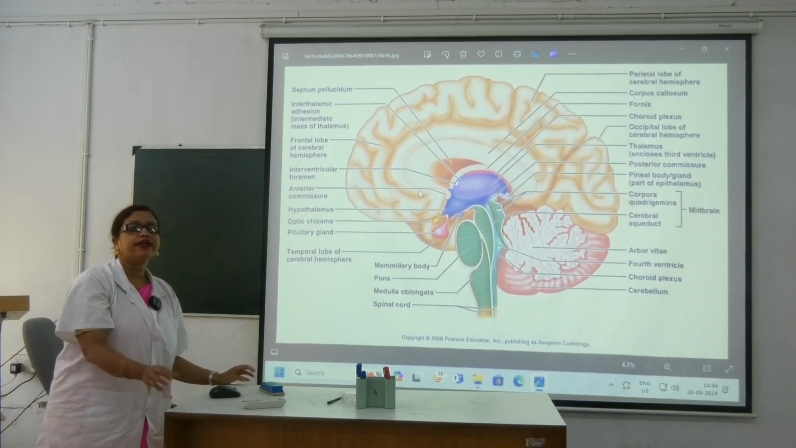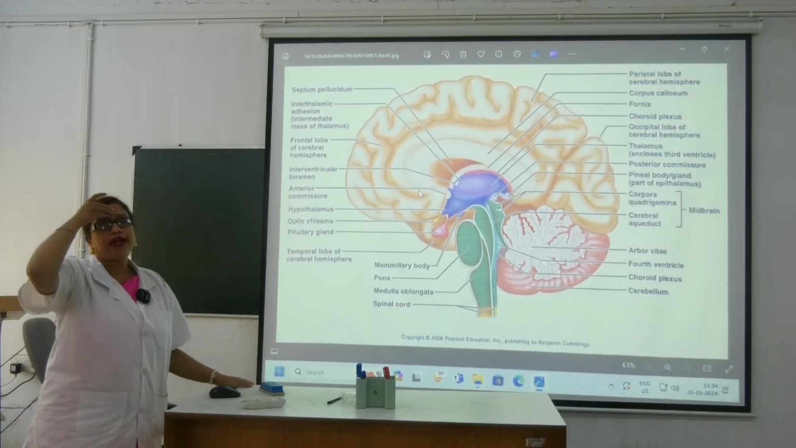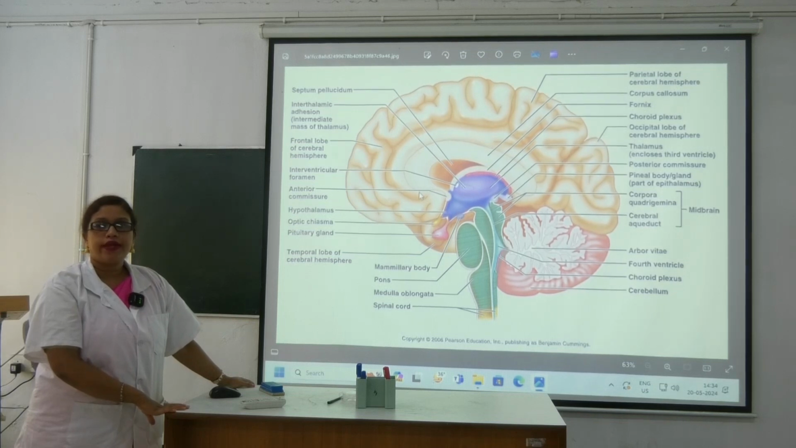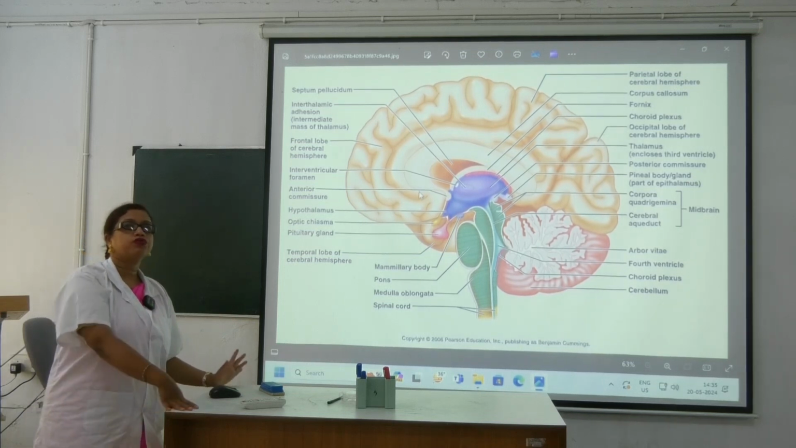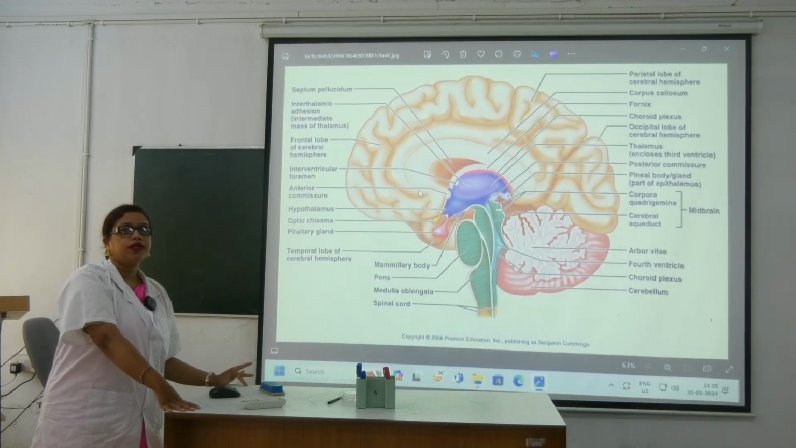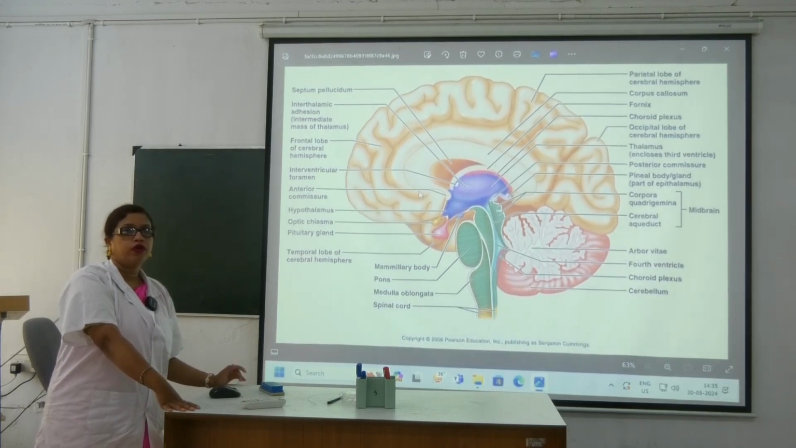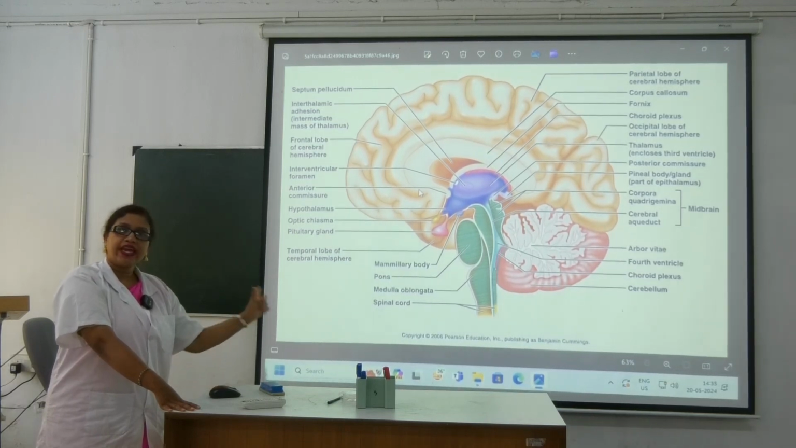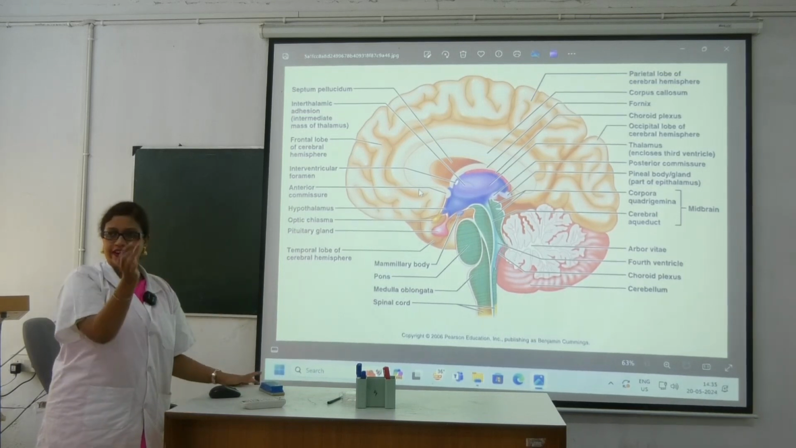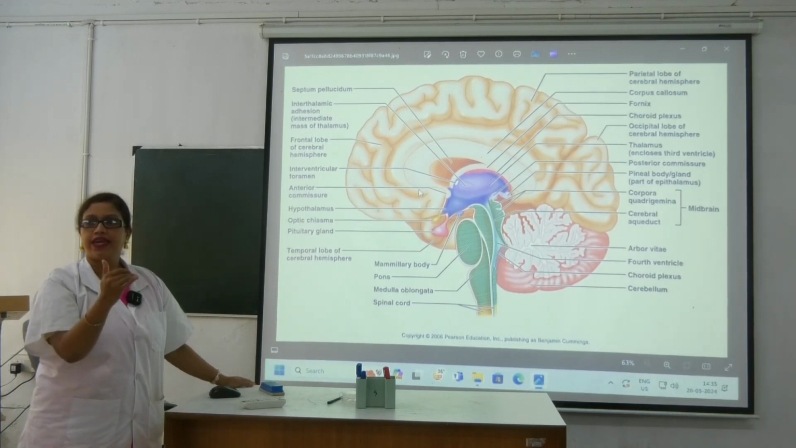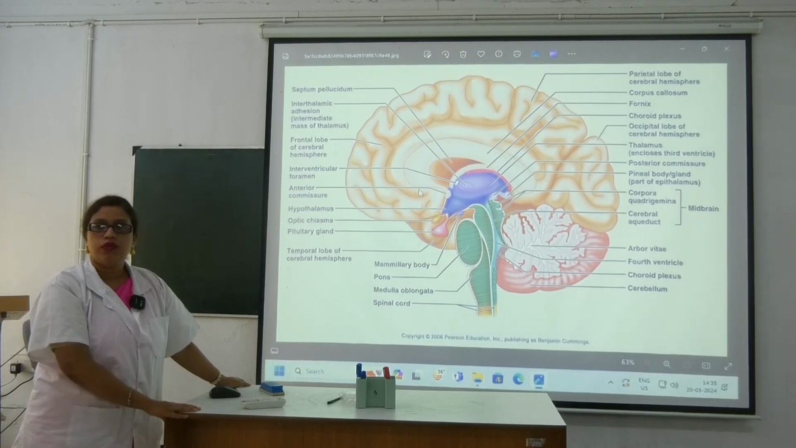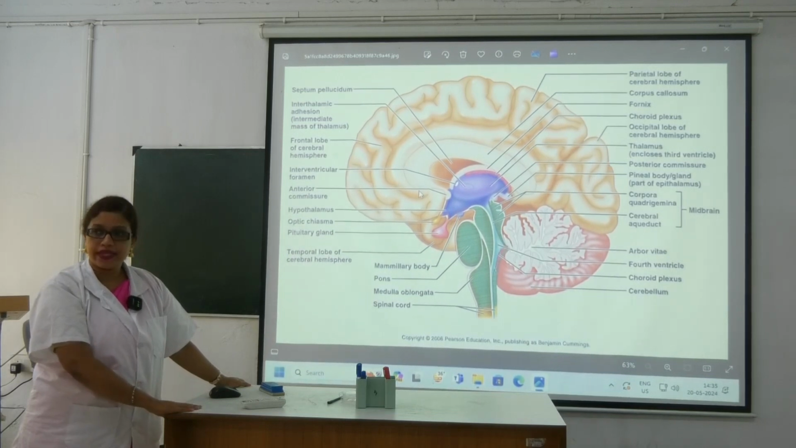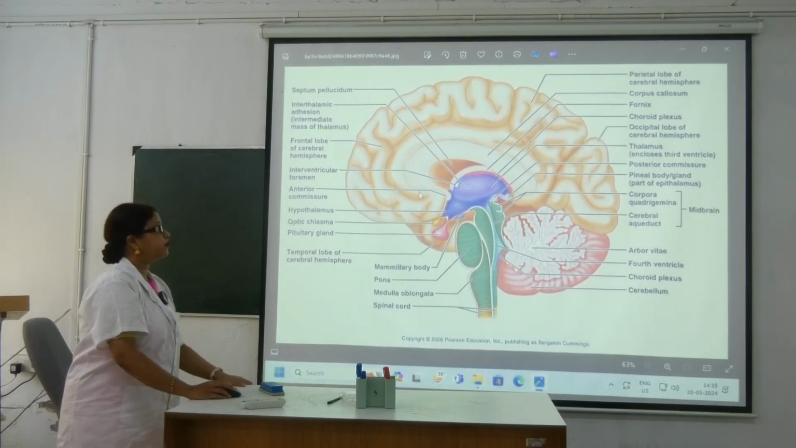Okay, so just write it down. The corpus callosum is divided from anterior to posterior. Number one is rostrum. Actually the corpus callosum neck is called the genu. It is the neck, nothing but the neck. But because it looks like a knee, we are calling it genu. Okay, so rostrum, genu, then body, then the last tail end is splenium.